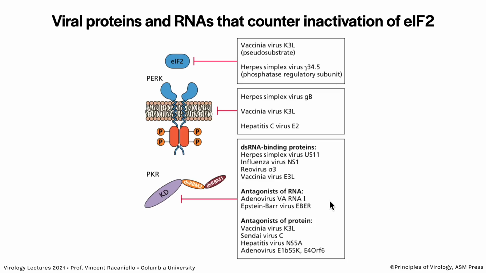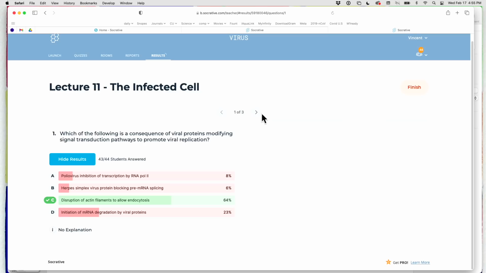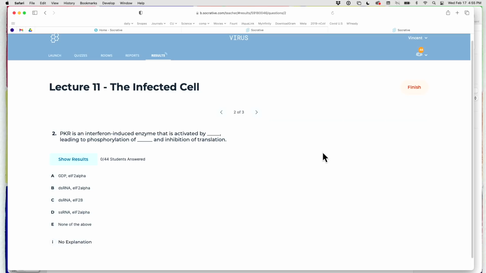Viruses would not get anywhere if they couldn't counter this. So this is how this has evolved. Next question. PKR is an interferon-induced enzyme that is inactivated by what, leading to phosphorylation of what and inhibition of translation? And the choices are GDP EIF2 alpha, double-stranded RNA EIF2 alpha, double-stranded RNA EIF2B, single-stranded RNA EIF2 alpha, or none of the above.